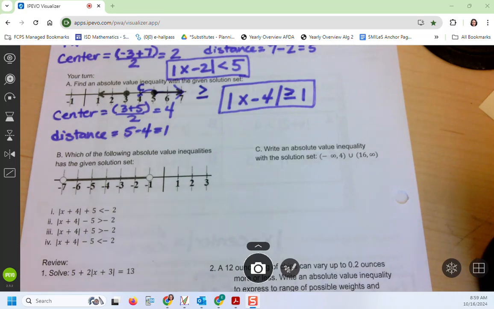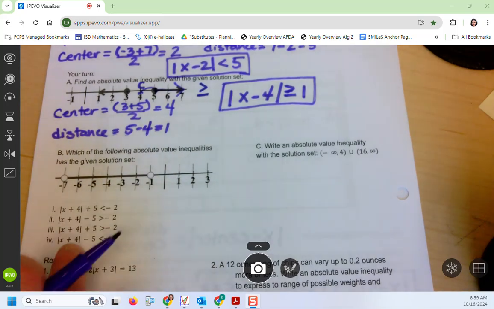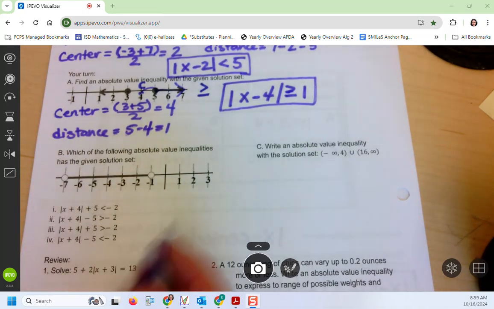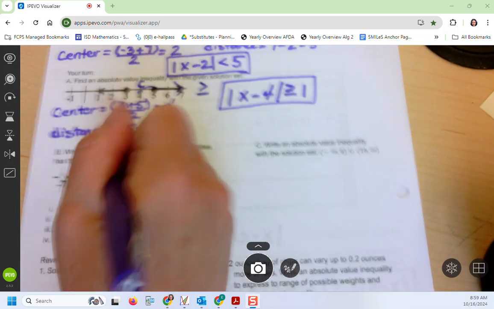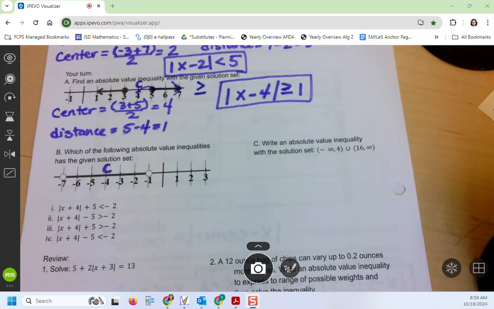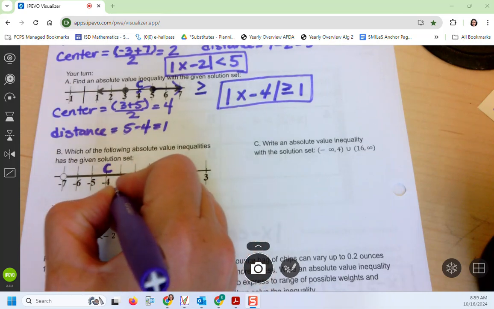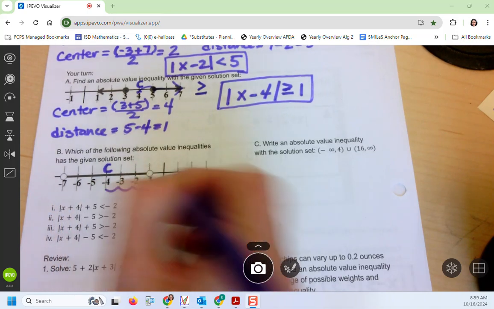All right, the next one, the equations look different from what we were expecting, but we're going to first figure out what answer we want it to be, and then we'll see what matches up with that. So, your center. Looking at the points, I can count in and see that my center is -4. My distance from the center is 3.